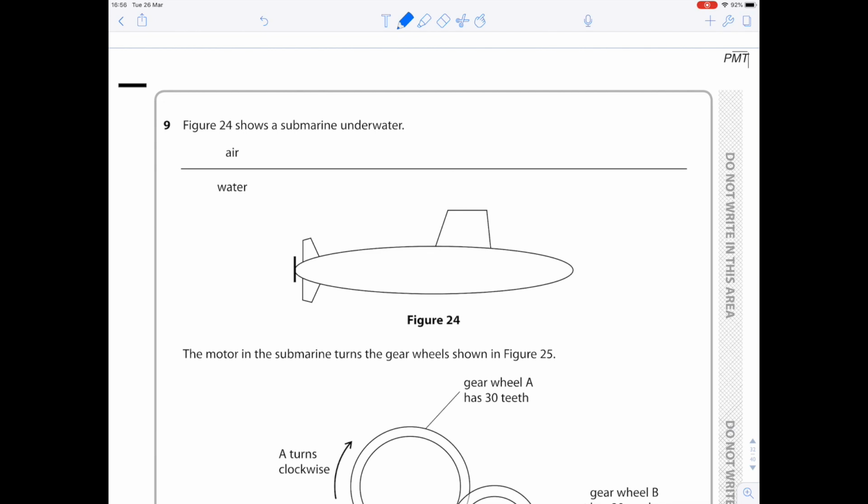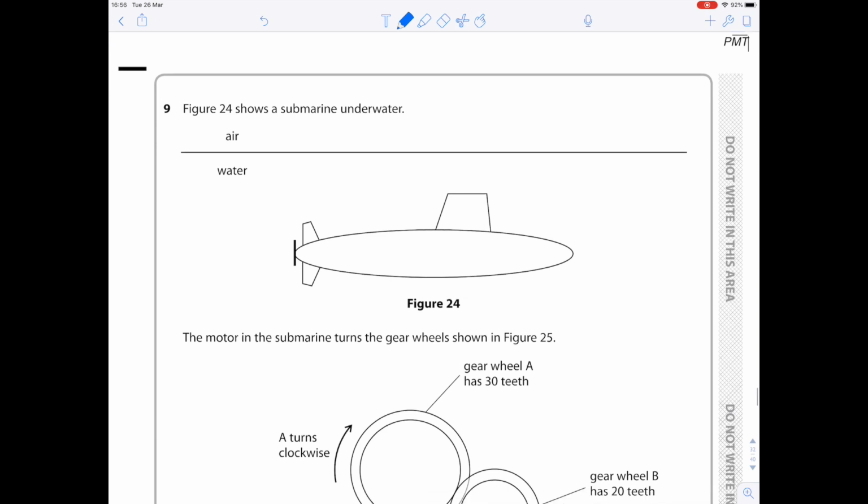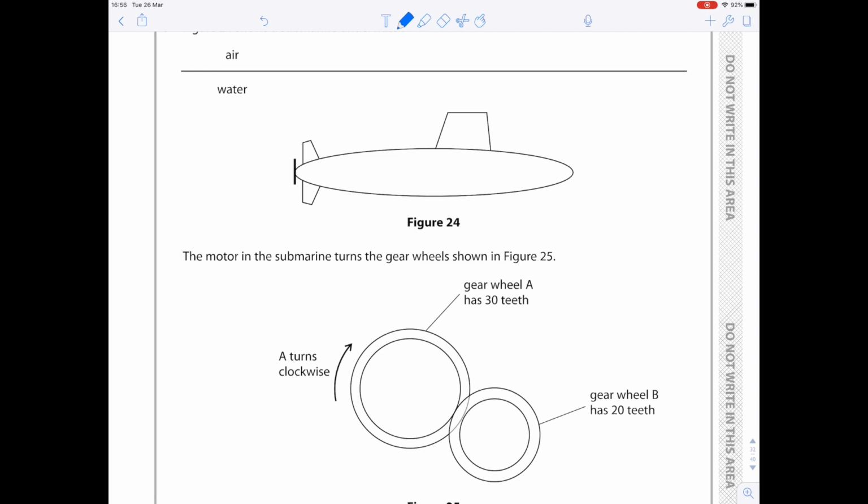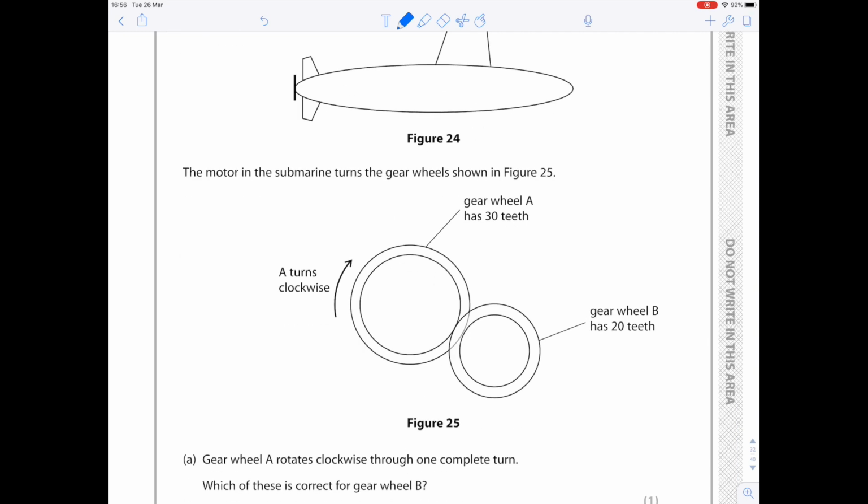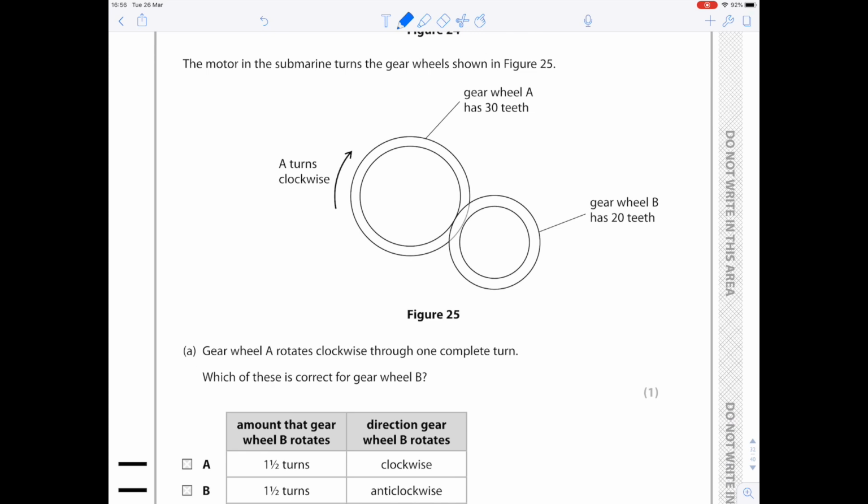9. Figure 24 shows a submarine underwater. The motion of the submarine turns the gear wheels shown in figure 25. Gear wheel A has 30 teeth, gear wheel B has 20 teeth. Gear wheel A rotates clockwise through one complete turn. Which of these is correct for gear wheel B?